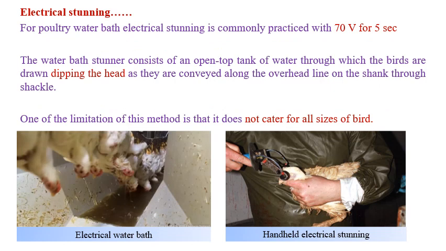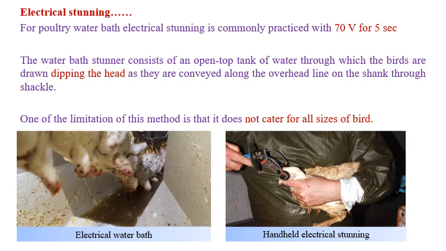For poultry, water bath electrical stunning is commonly practiced with 70 volt for 5 seconds. The water bath stunner consists of an open top tank of water through which the birds are drawn, dipping the head as they are conveyed along the overhead line on the shank through shackle. So the birds are moving through the overhead line and the head will dip into the water bath which is electrified, and that gets stunned, and further it goes for the bleeding.